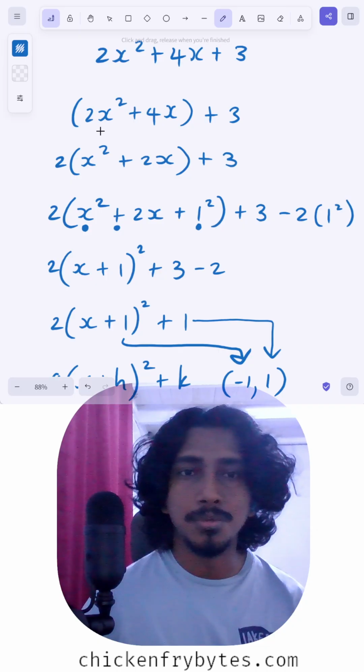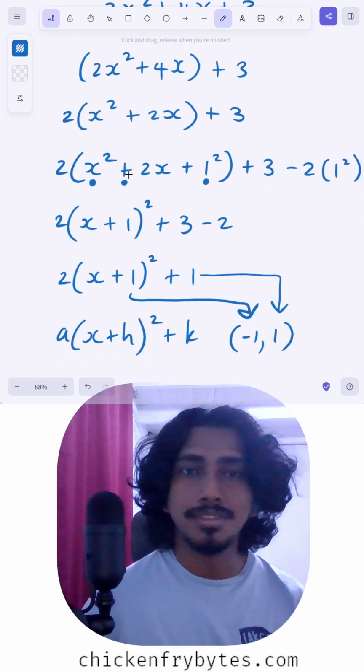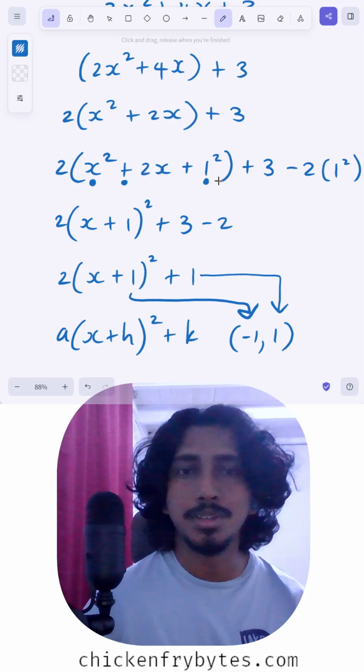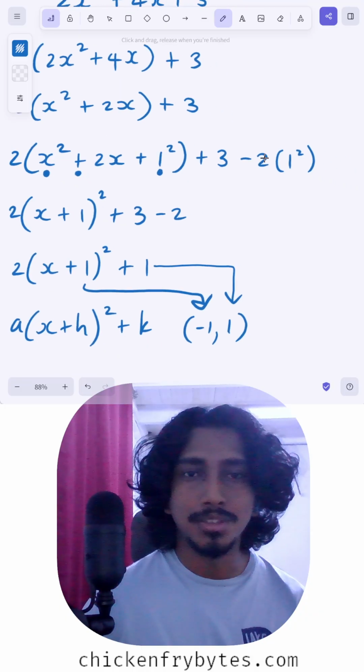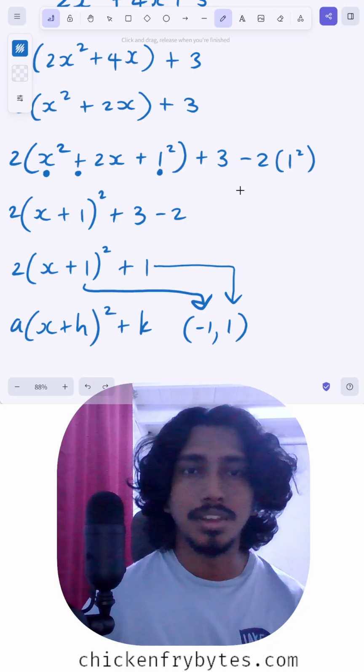So first we pair off the terms in x, and then we factorize out the coefficient of x squared. Then we, a bit of a mouthful, add half of the coefficient of x, which is 2 here, right? So half of it is 1. We add 1 squared to the bracket. Because we added 1 squared to the bracket, we added 2 times the 1 squared to the overall line. And so we need to subtract 2 by 1 squared again.